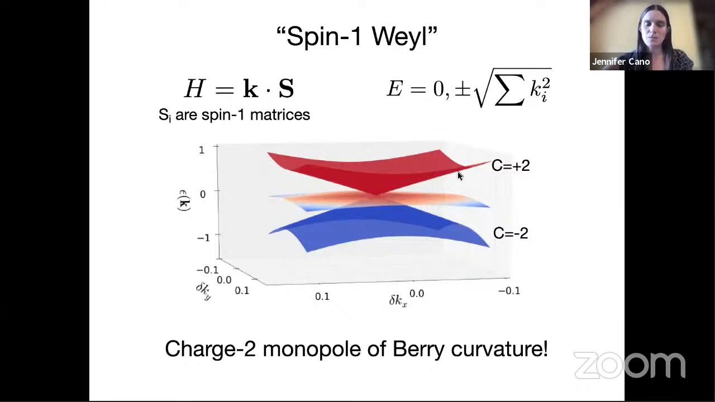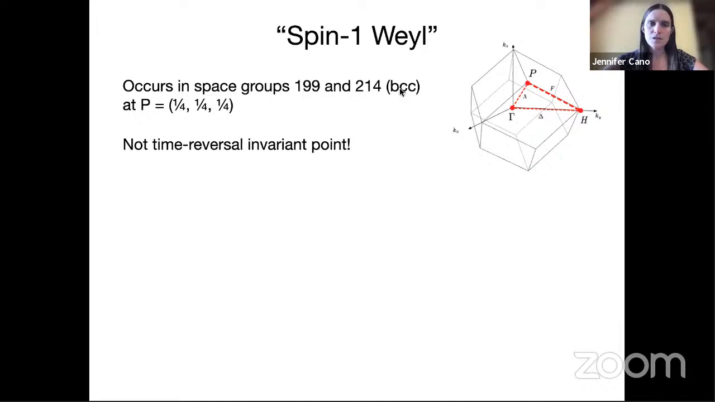And again, we can compute the Chern number of each band. What that means is the same thing it meant for Weyl fermions. We take a Fermi surface at an energy in this band and compute the Chern number of the Fermi surface. And this top band will be +2 and the bottom band will be -2, or vice versa. So this thing is a charge 2 source of Berry curvature. It only occurs in 2 types of space groups. And since it's a 3-band crossing, it does not occur at TRIM points. It occurs at this P point, which is not a TRIM point.